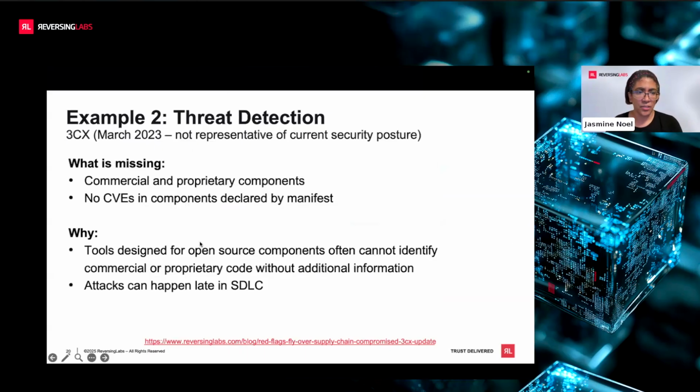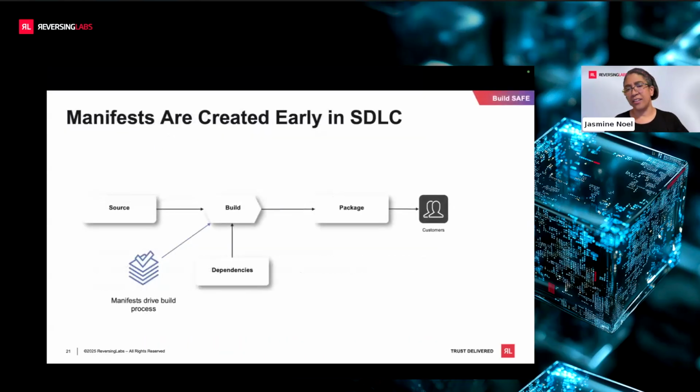Okay. So again, this is just a summary slide. I'm listing out things that we're missing. Like Dave said earlier, tools designed to manage open source components often can't identify the commercial and proprietary code. But the other aspect of this is that attacks can happen late in the SDLC. And I think this is the realization that SolarWinds first brought to the fore. Why is this important? Most manifests, why are you creating them? You're creating them early in the SDLC so that you can actually build the thing that you want to ship eventually. So that's why this exists, but you need it early.